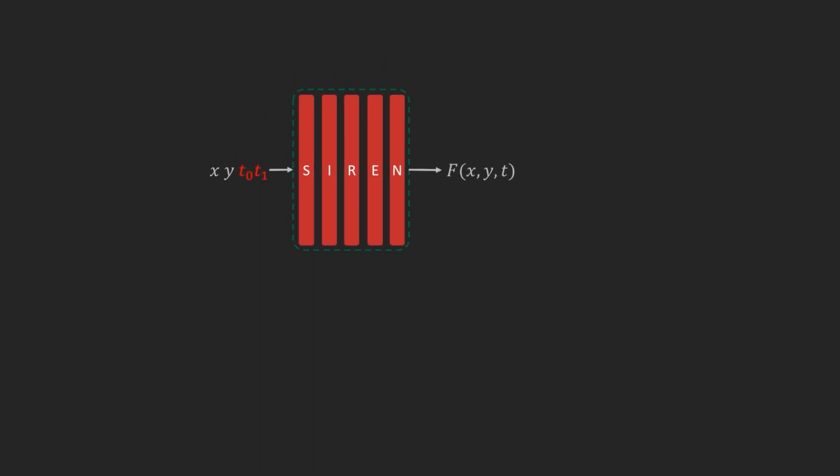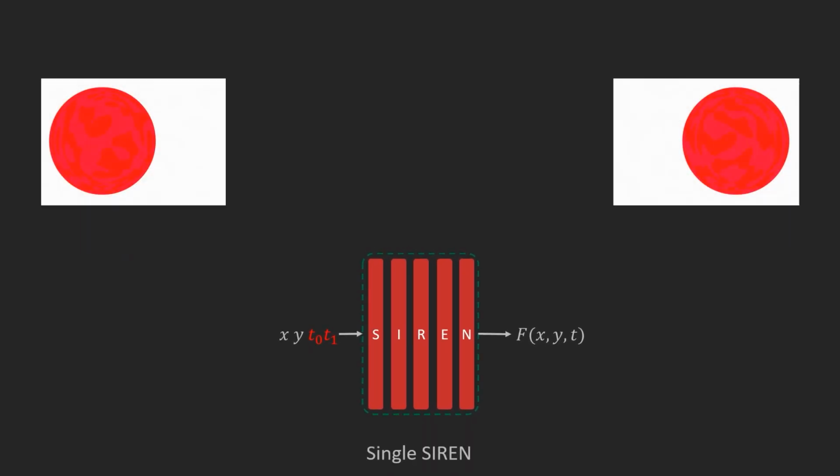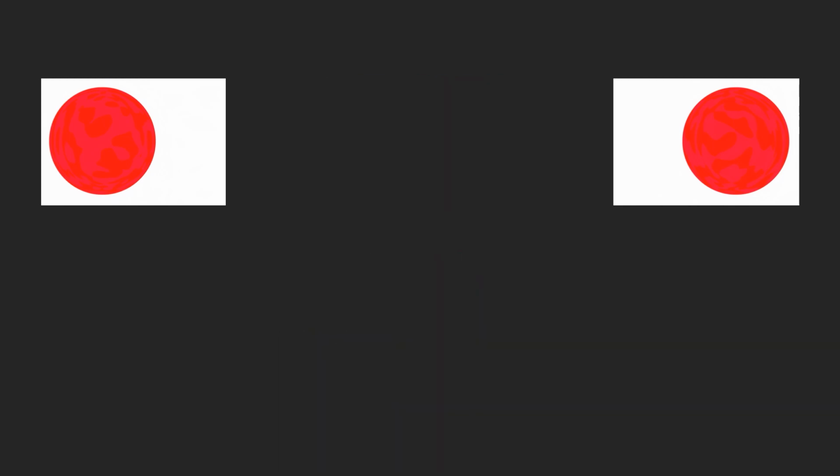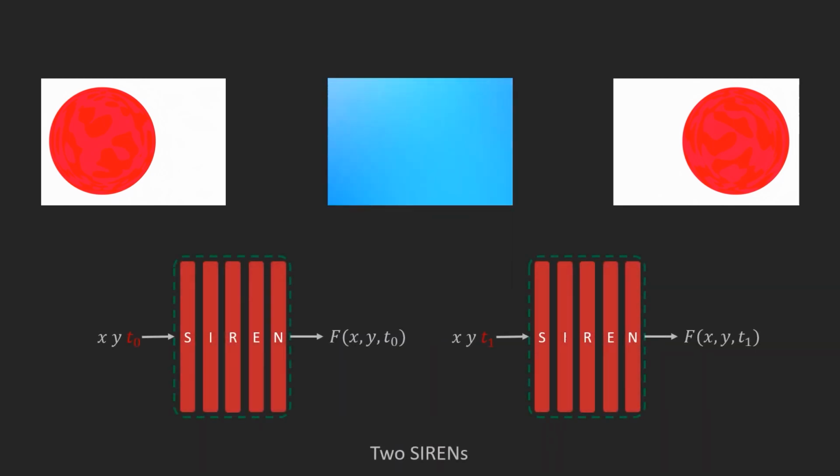A single coordinate-based network cannot properly encode the reference flows. In this synthetic example, we can visualize that it generates the in-between results by averaging the data at the observed coordinates. Encoding each reference flow into a separate network produces independently encoded flows that are not interpolatable.